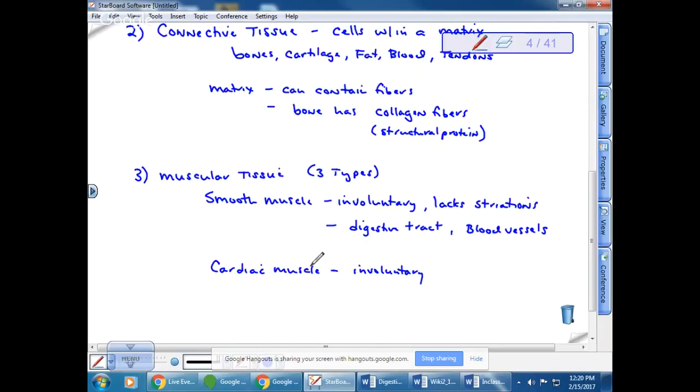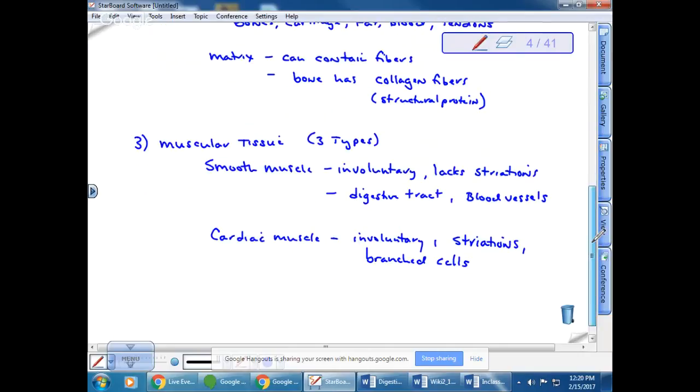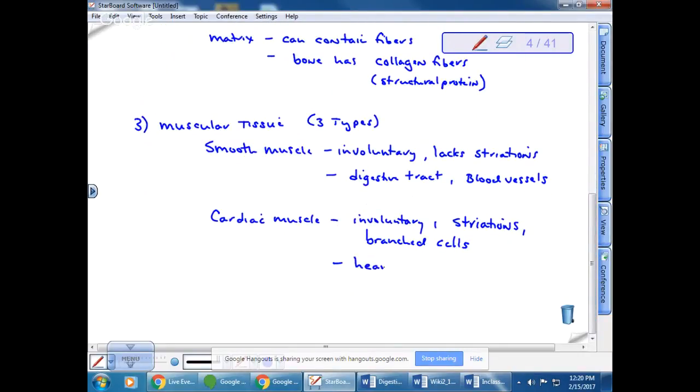That's actually a good thing because we wouldn't want to have to think constantly about causing our heart to contract, right? This has striations. And the cells are branched. This is obviously found in the heart. So this is your heart muscle. And the really cool thing about heart muscle is that individual cells will contract on their own without nervous stimuli. And so you can have an individual cell in a petri dish and it will contract. And then you get two cells together, and if they're contracting asynchronously and they touch, they will start to contract together.